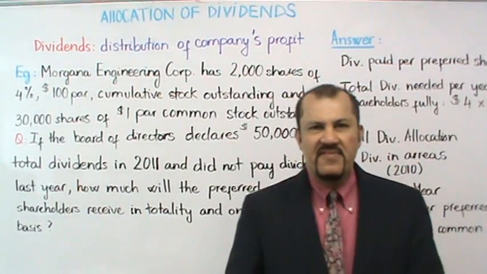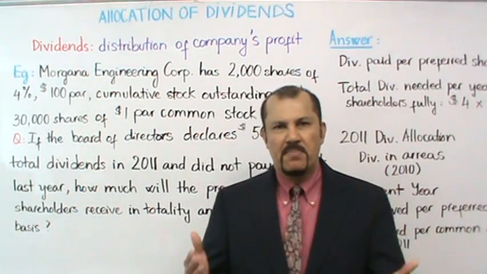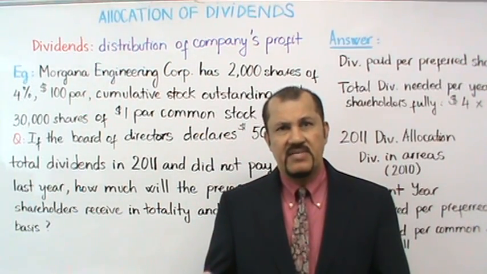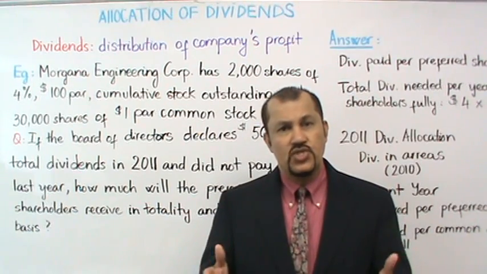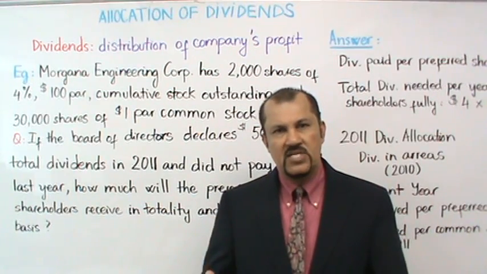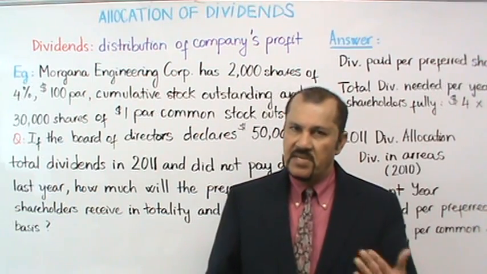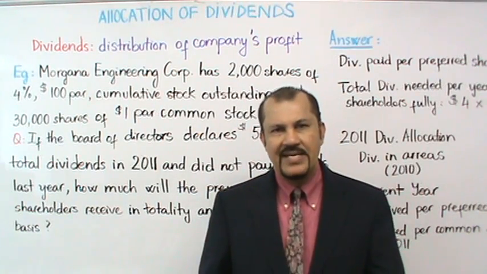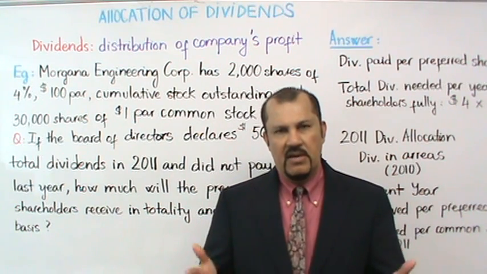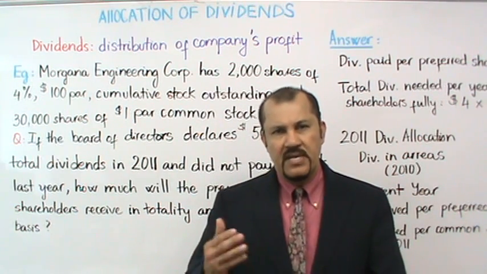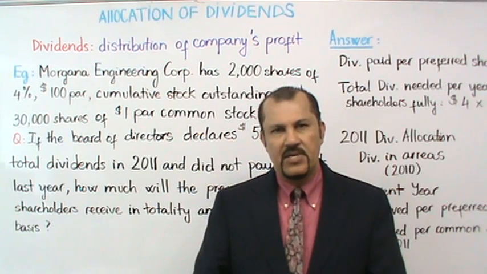Okay, now that you have that information down, let's refresh our memory with the term dividends. What do we mean by dividends? Dividends are a distribution of the company's profits to its shareholders. In some cases, dividends will also represent a return of the original investor's capital, but by and large, in most cases, dividends are the distribution of the company's profits.